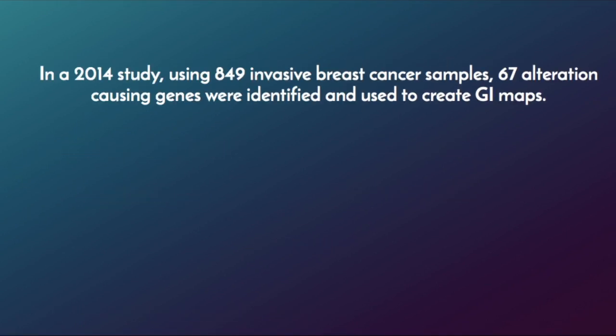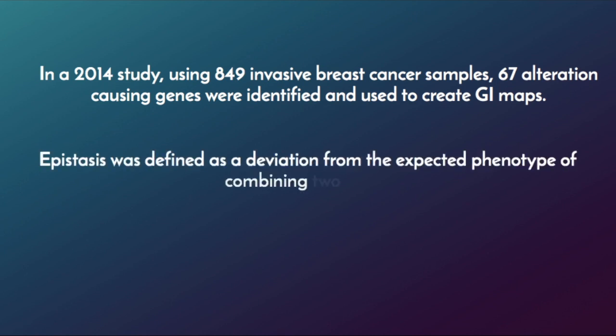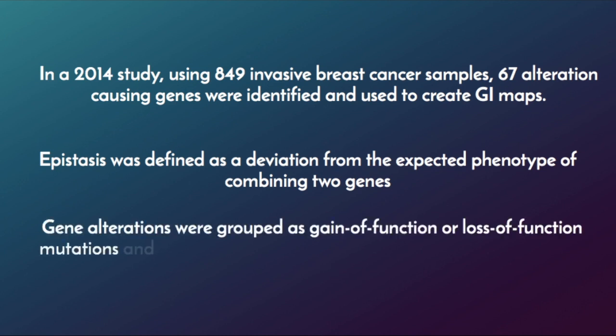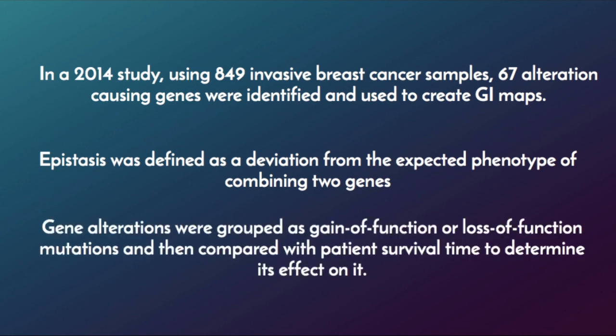In a 2014 study using 849 invasive breast cancer samples, 67 alteration-causing genes were identified and used to create GI maps. Epistasis was defined as deviation from the expected phenotype of these combining genes, and the gene alterations were grouped as gain-of-function or loss-of-function mutations and then compared with patient survival time to determine their effect on it.